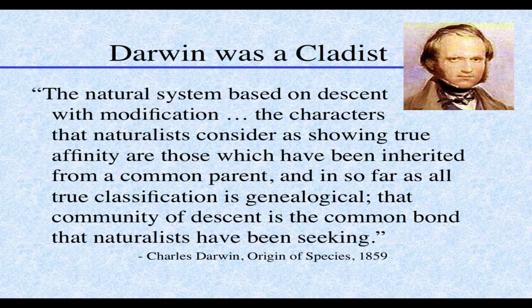Quote, "The natural system based on descent with modification, the characters that naturalists consider as showing true affinity are those which have been inherited from a common parent. And insofar as all true classification is genealogical, that community of descent is the common bond that naturalists have been seeking." Summary, ancestry is the way to organize a taxonomy. Not by number of shared features, but by the actual history of what came from what. Who was the common ancestor?